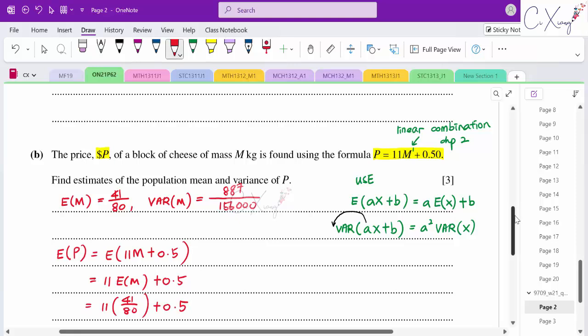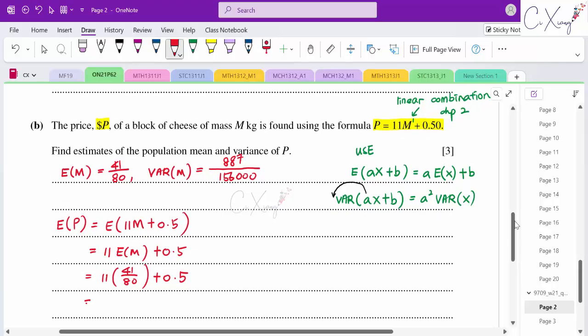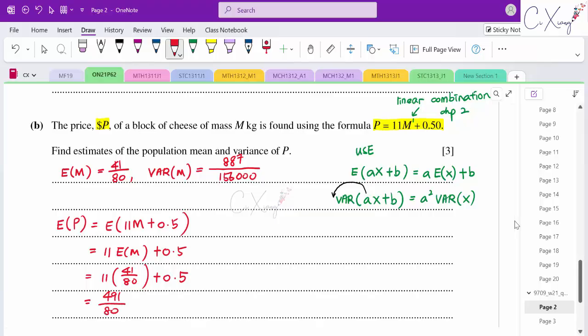Okay, so continue further to use the calculator and get the answer. It should be 491 over 80. Or if I want to make it into decimal form, it should be 6.1375. Or if you want to keep it in 3 significant figures, then it will be 6.14. Yeah, so by right, this is what you should get. For me, I'm keeping it in the fraction form.